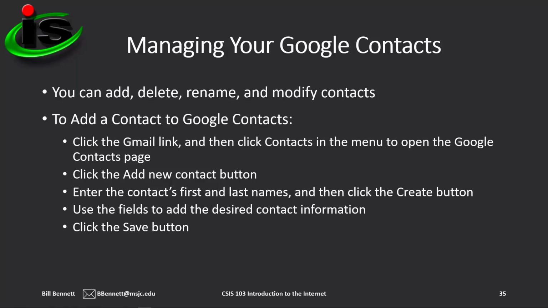Managing your Google contacts. You can add, delete, rename, or modify your contacts. To add a contact to Google Contacts, you click the Gmail link, then click Contacts in the menu to open the Google Contacts page. Click the Add New Contact button, enter the contact's first and last names, and then click the Create button. Use the fields to add the desired contact information, and then click the Save button.